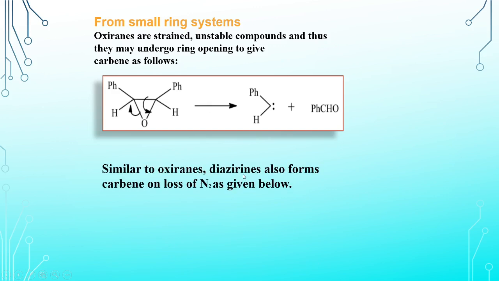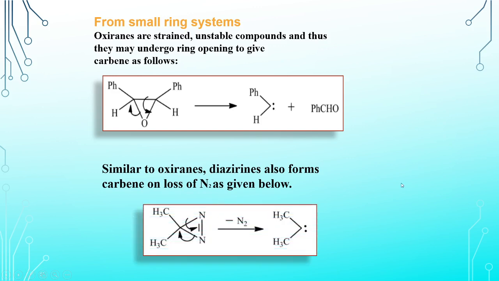Similar to oxirenes, the diazirines also form carbenes on the loss of N2. This is again a similar structure like the epoxides, and after the loss of this N2 we get the carbene as a product.